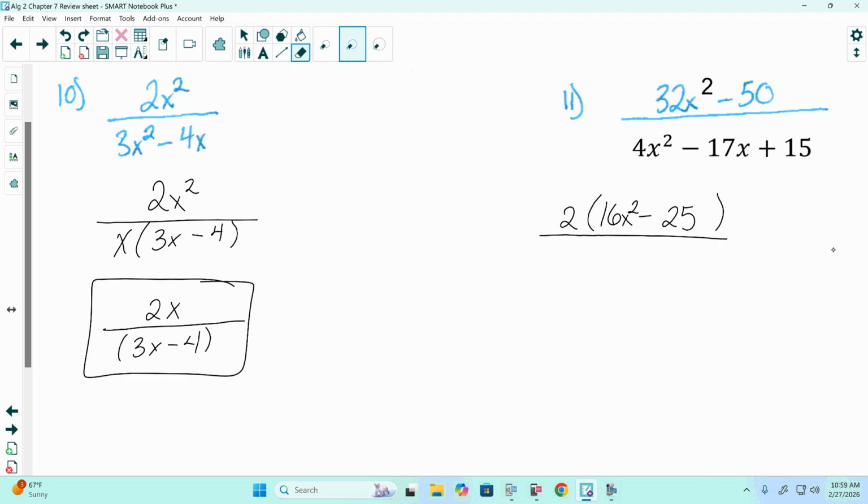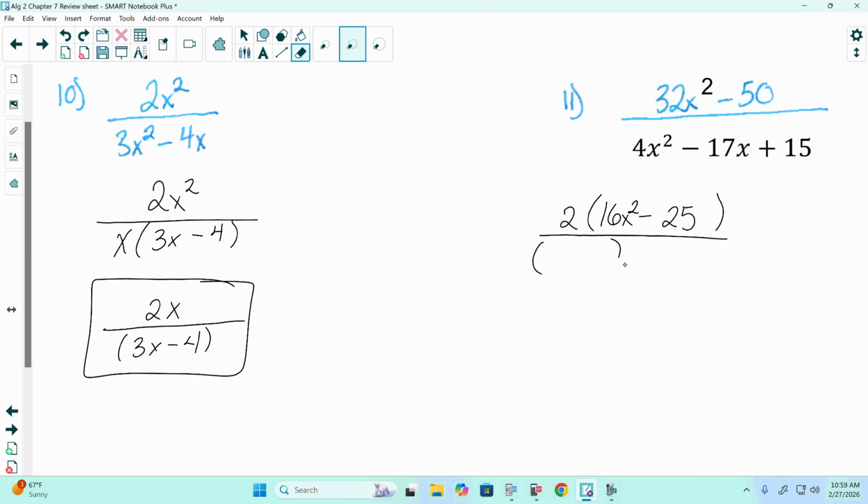So that takes care of the top for now. The denominator, 4x squared minus 17x plus 15. Is there a number or variable that goes into all three? Not a variable because 15, our third term, doesn't have a variable. And 4, the only numbers that we can divide 4 by are really 2 and 4. 17 and 15 don't divide by 2 or 4.